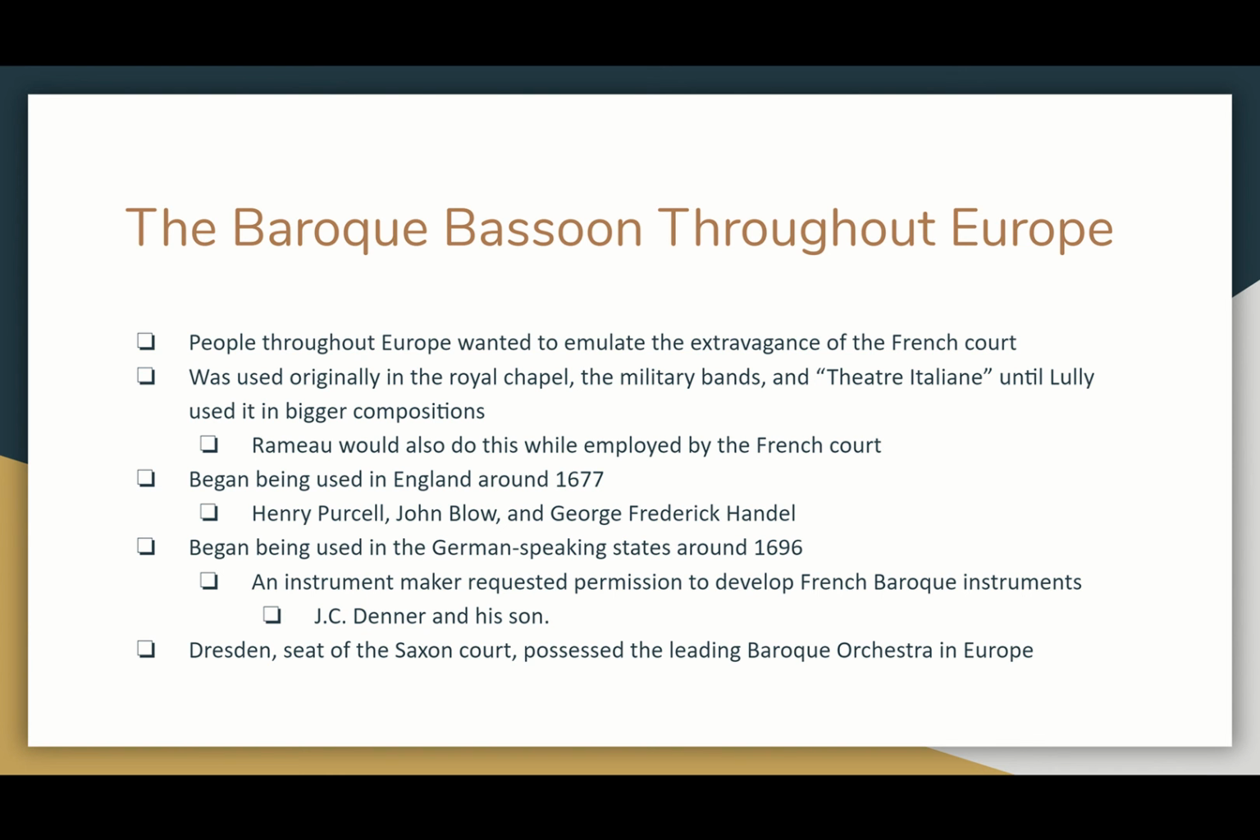Lully used the bassoon as a bass alongside the oboes, but when his successor, Jean-Philippe Rameau, began to compose for the Royal Chapel, he would utilize the Baroque bassoon in an entirely new way. From this point forward, the bassoon would take on a greater role within the instrumental music community. It was used as a bass instrument, but not solely, and more composers would continue to expand the role of the Baroque bassoon in their compositions.